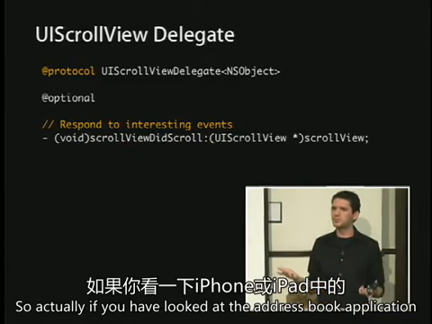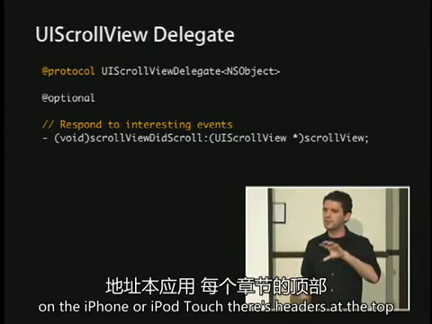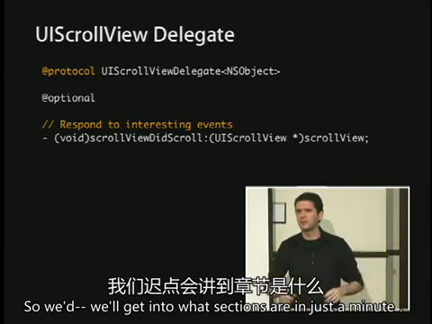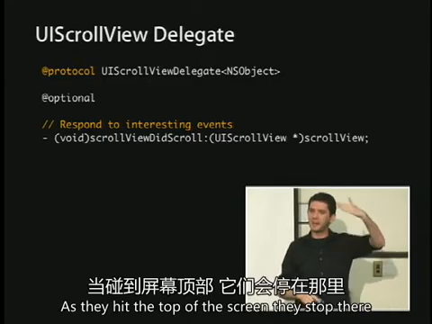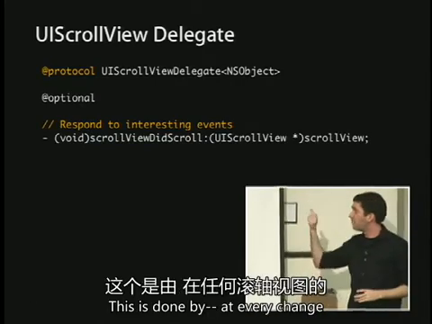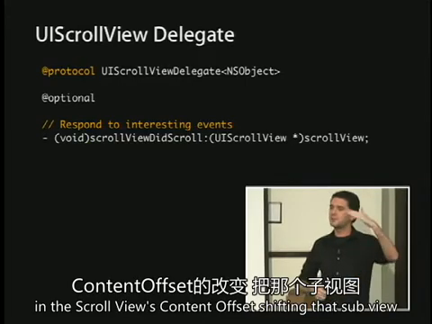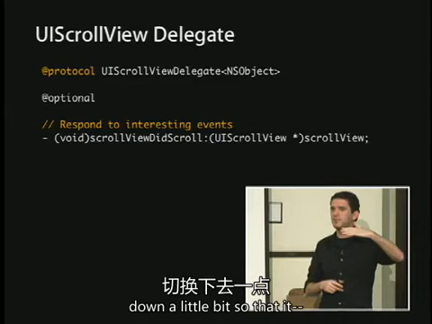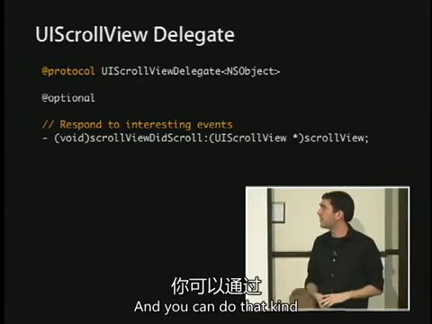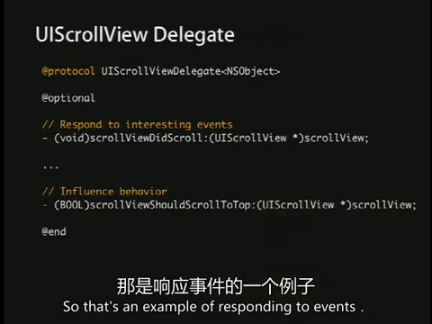So actually, if you have looked at the address book application on the iPhone or iPod Touch, there's headers at the top of each of the sections. We'll get into what sections are in just a minute. But they basically float. As they hit the top of the screen, they stop there until the entire section scrolls off, and then they move off. This is done by, at every change in the scroll view's content offset, shifting that subview down a little bit so that the effect is that it seems to stay in place. And you can do that kind of thing using the scrollViewDidScroll delegate method. So that's an example of responding to events.